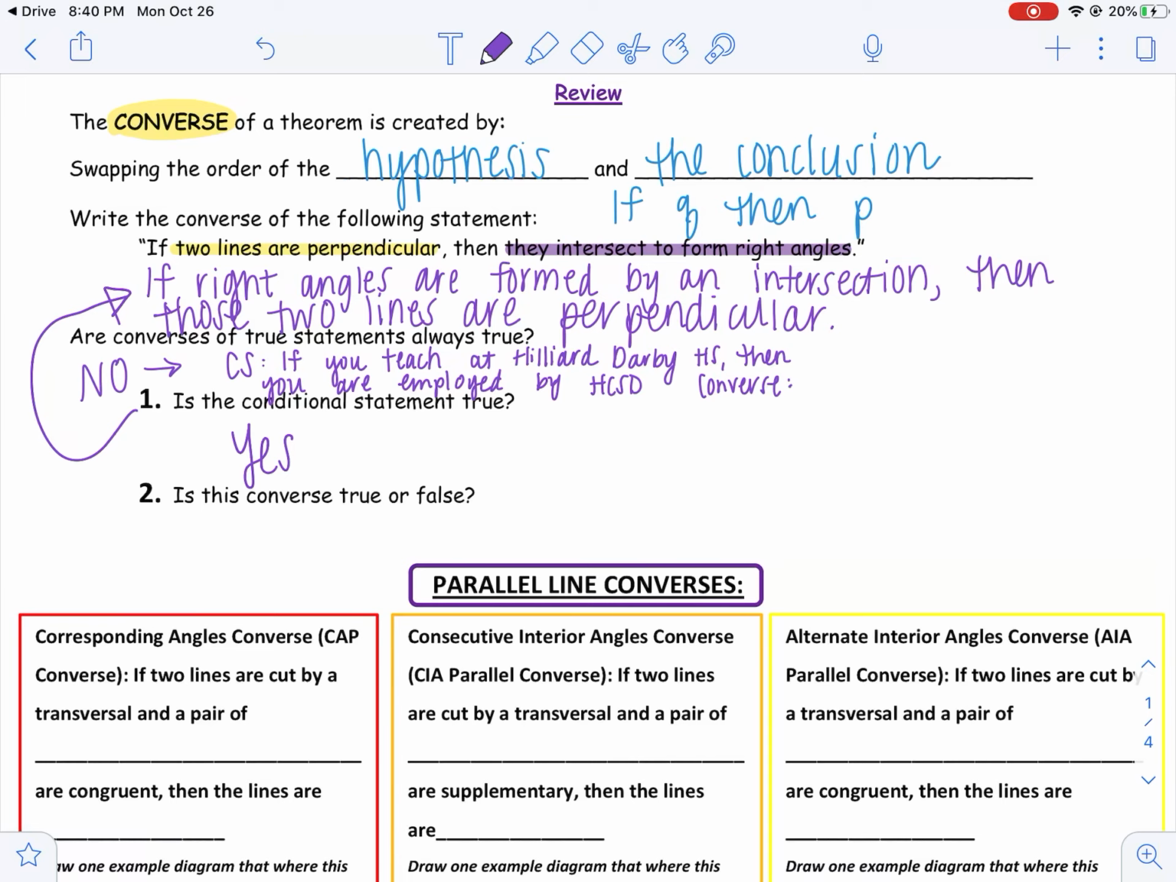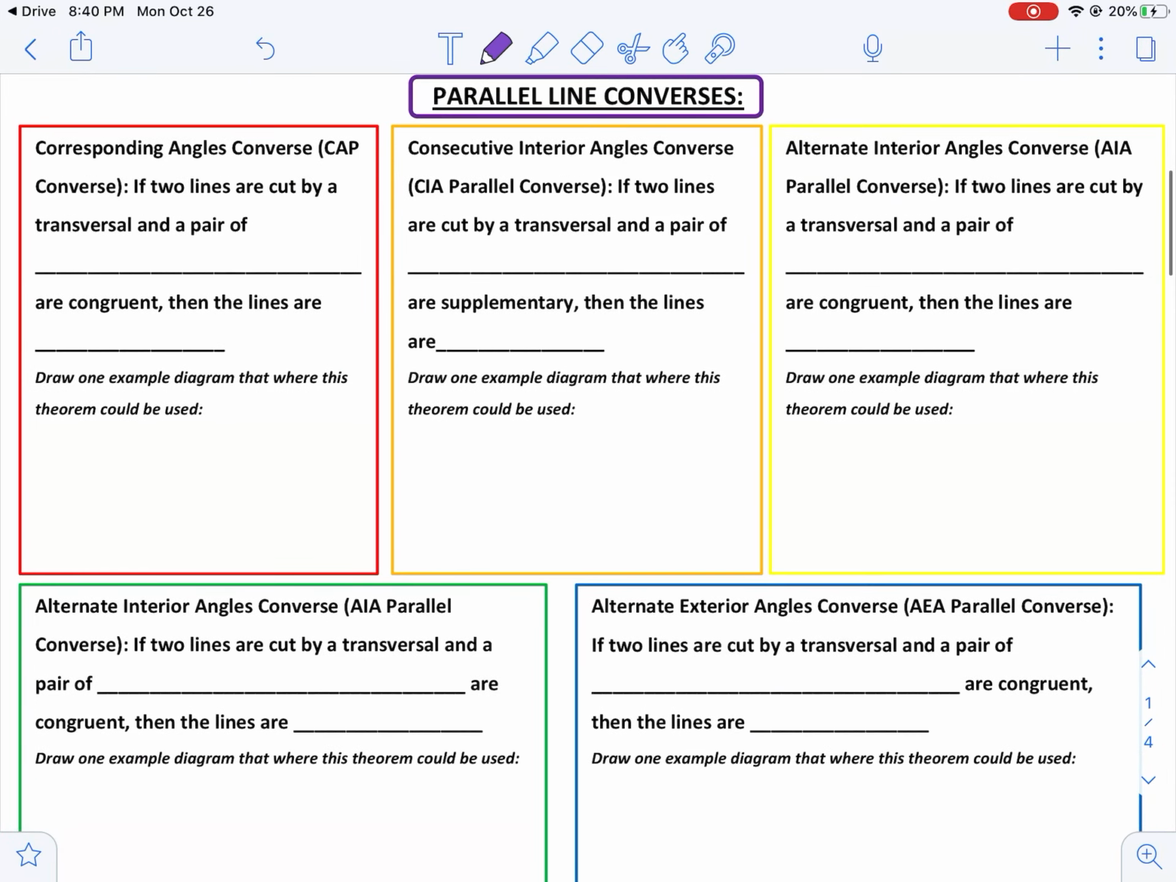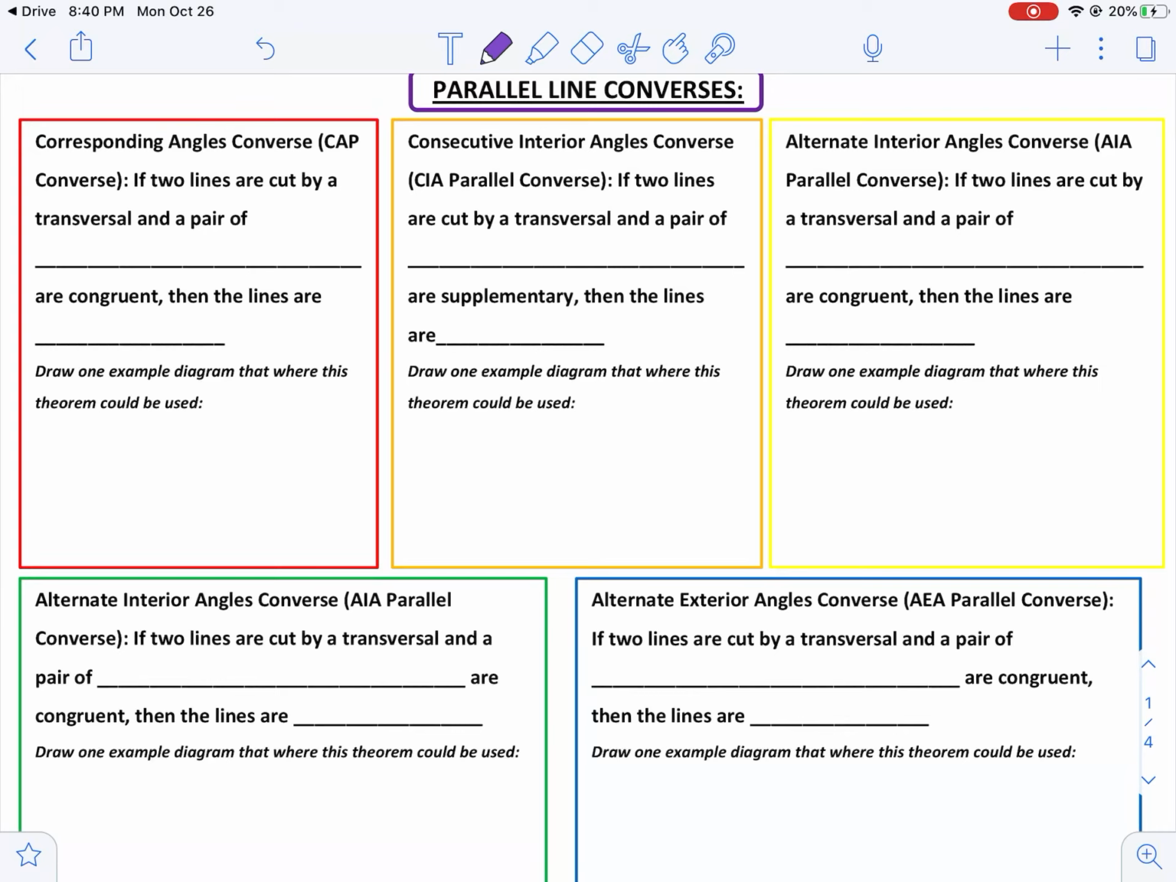Okay, is the converse true? If two lines form right angles when they intersect, then they are perpendicular. I would also have to agree. Yes, true. Oh, it says, is it true or false? True.